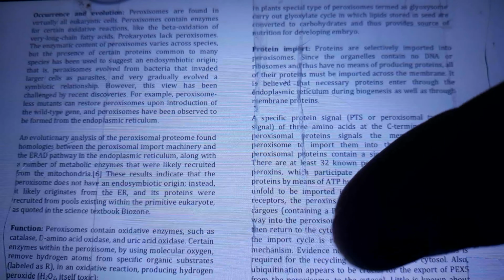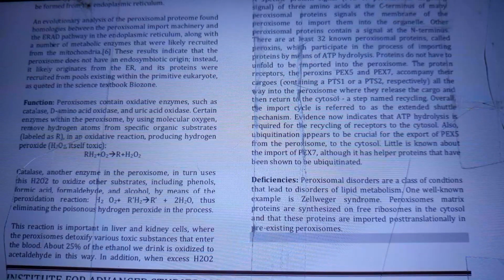the endoplasmic reticulum. An evolutionary analysis of the peroxisomal proteome found homologies between the peroxisomal import machinery and the ERAD pathway in the endoplasmic reticulum, along with a number of metabolic enzymes that were likely recruited from the mitochondria. These results indicate that the peroxisome does not have an endosymbiotic origin. Instead, it likely originates from the ER, and its proteins were recruited from pools existing within the primitive eukaryote, as quoted in the science textbook of Biozone. That's a reference material, actually.